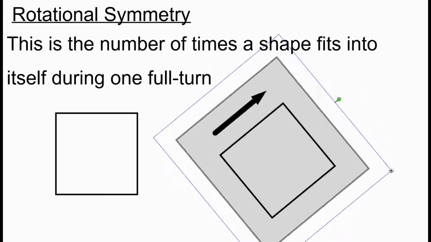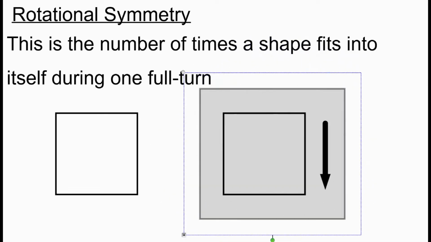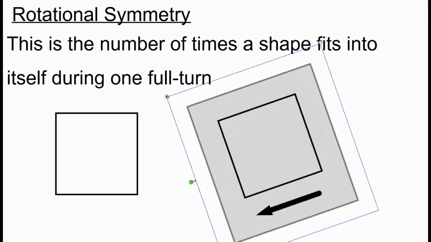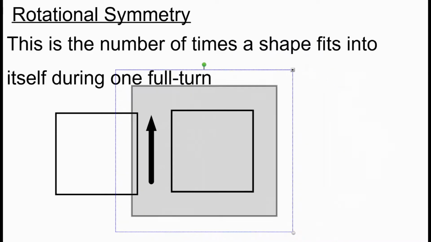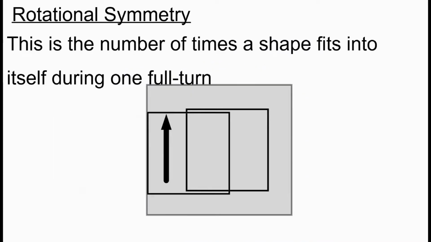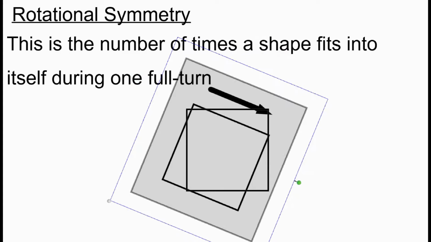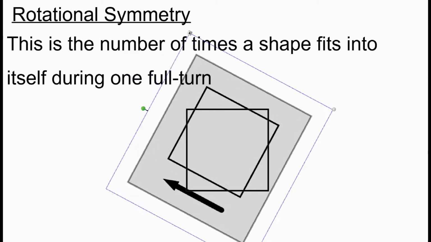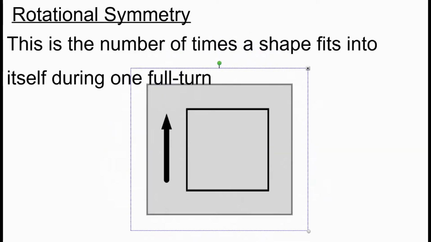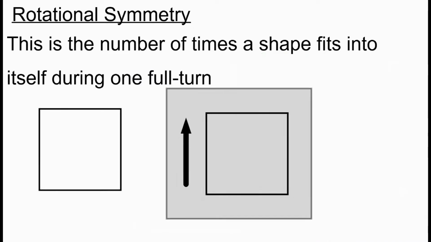Right, that's 1 time, 2 times, 3 times, 4 times. I'll just show you that again. If I put it on top, it might be easy to see. So we can see they're right on top of each other now. Right, that's 1, 2, 3, 4. So we can see that the square fits onto itself 4 times in one full turn.